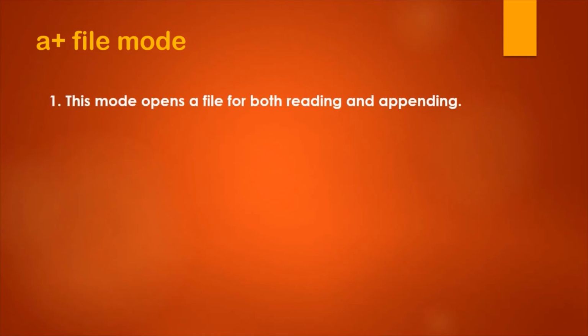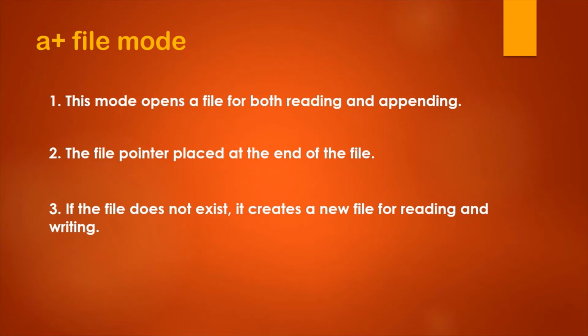So A+ mode is the last file mode we have to discuss for opening the text files. So the first point is A+ mode opens a file for both reading and appending purpose. The file pointer is placed at the end of the file. If the file does not exist, it creates a new file for reading and writing. So we can actually see A+ mode is similar to append mode with an extra feature that it can be used for reading purpose, right?